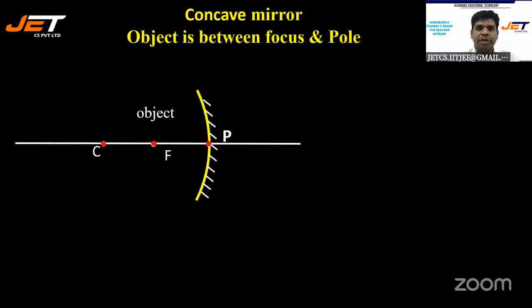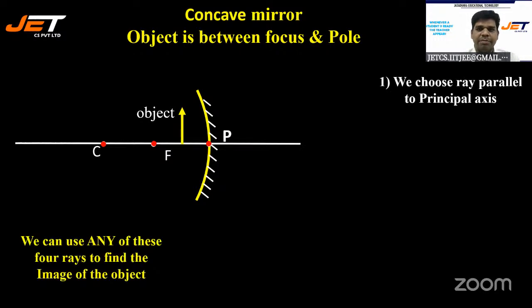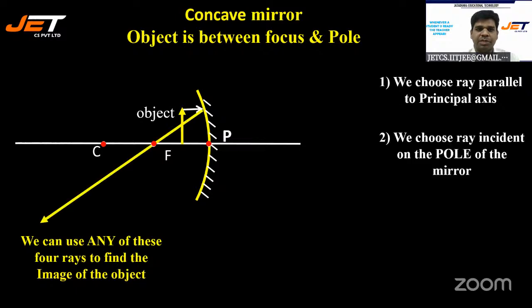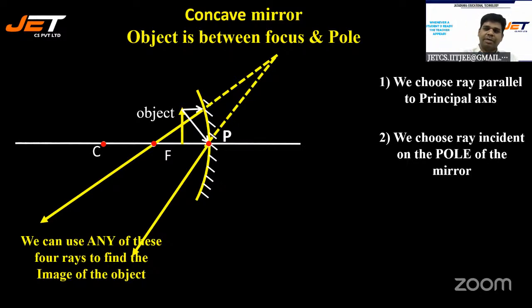Now let's keep the object between the pole and the focus, somewhere here. I'll choose a ray again parallel to the principal axis. It passes through the focus. Another ray hits the pole and reflects symmetrically. These rays are traced back, or extended backwards, and I'll get an enlarged image which is erect and virtual.